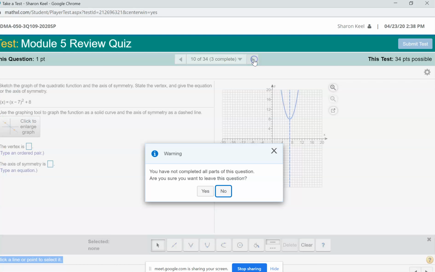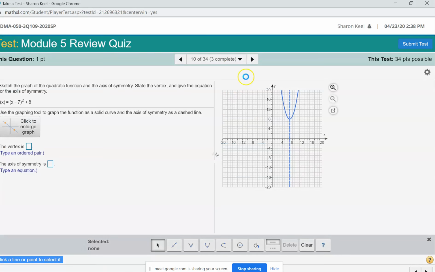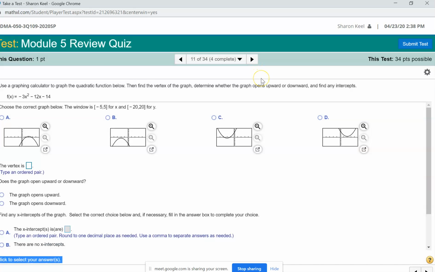Okay, and let's do one more. And that'll put us a third of the way through. Whew. Okay, here's a good one. Use a graphing calculator to graph the quadratic function below. Then find the vertex and determine whether the graph opens upward or downward and find any x-intercepts.